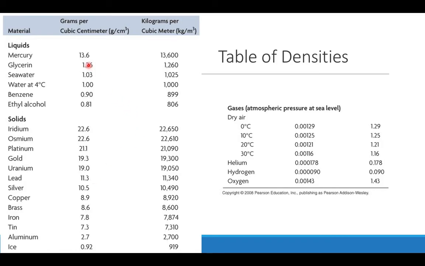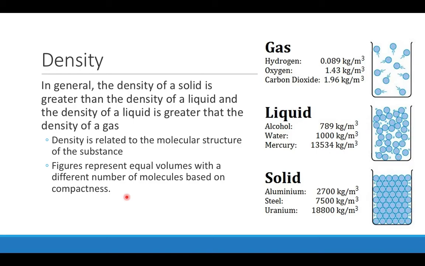The other thing I wanted to point out is that if we compare the density in grams per centimeter cubed to kilograms per meter cubed, the difference between these is a factor of 1,000. The easiest one to look at is water. The density of water is 1 gram per centimeter cubed or 1,000 kilograms per meter cubed. So we can always convert between grams per centimeter cubed and kilograms per meter cubed because it's just a matter of 1,000. So in general, the density of a solid is greater than the density of a liquid, and that is greater than the density of a gas.